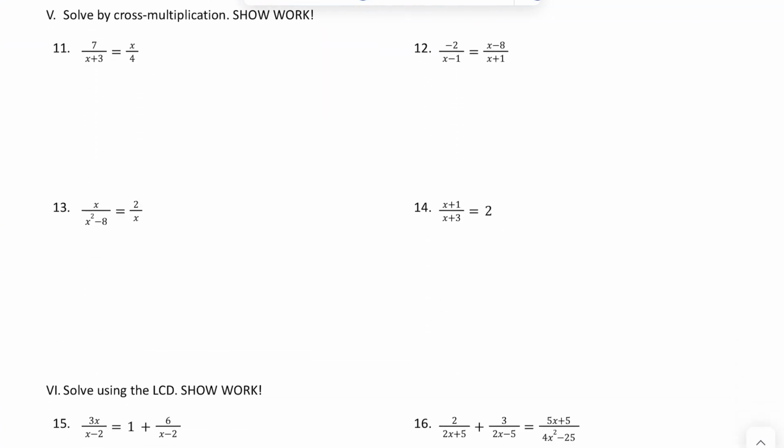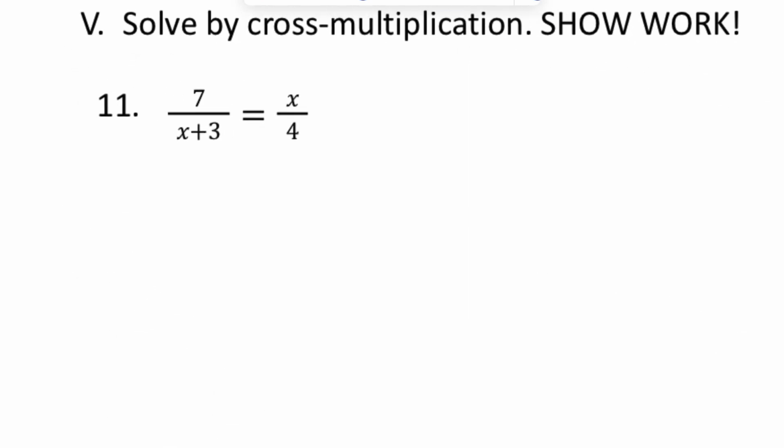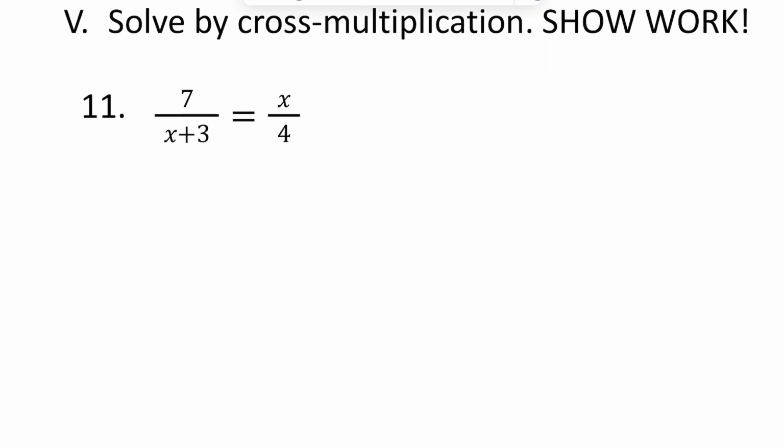Next, we're going to do some solving. We have each of the different methods here represented. So we're going to go ahead and try to solve. We'll start with number 11. This section says cross multiply. You can still use common denominators here.